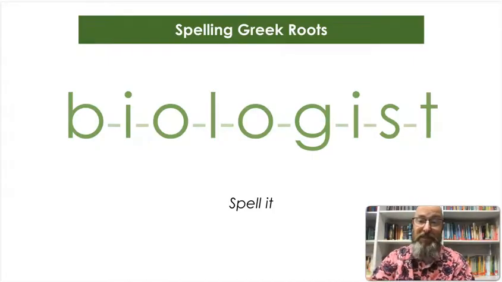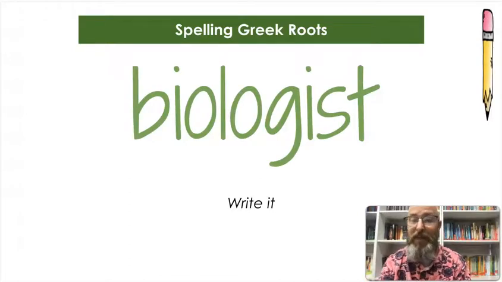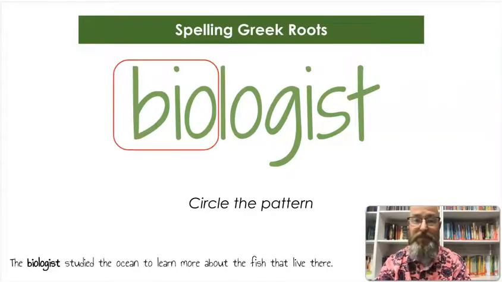Let's spell it. B-I-O-L-O-G-I-S-T. Biologist. Let's write it. B-I-O-L-O-G-I-S-T. And let's circle that root, bio. The biologist studied the ocean to learn more about the fish that live there.